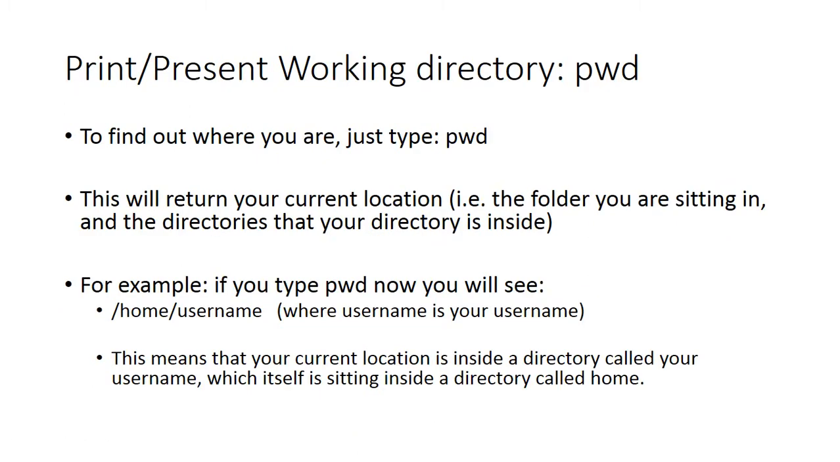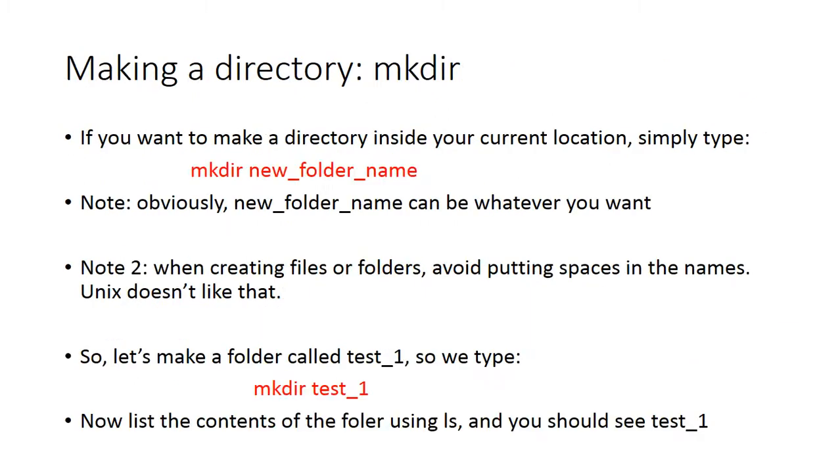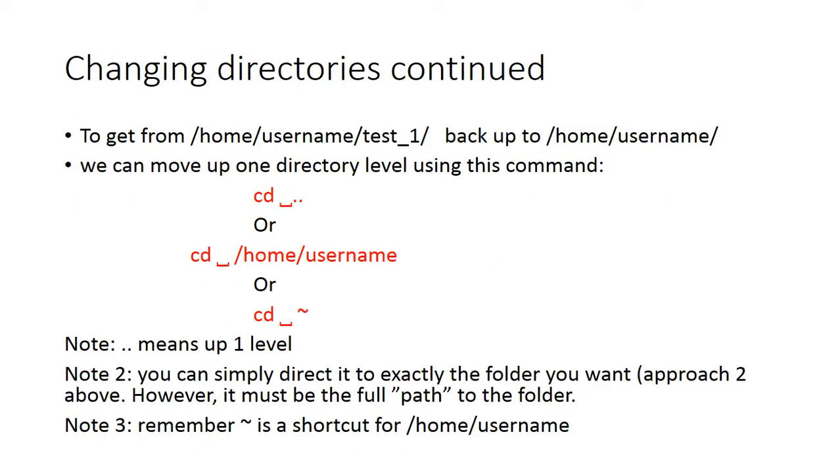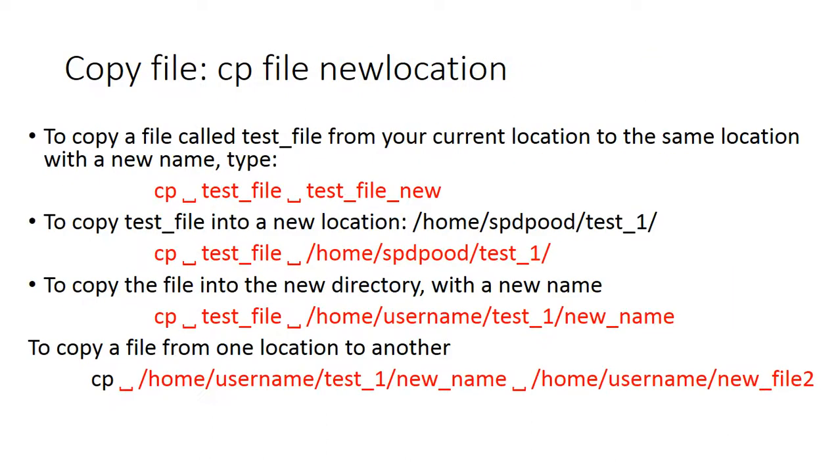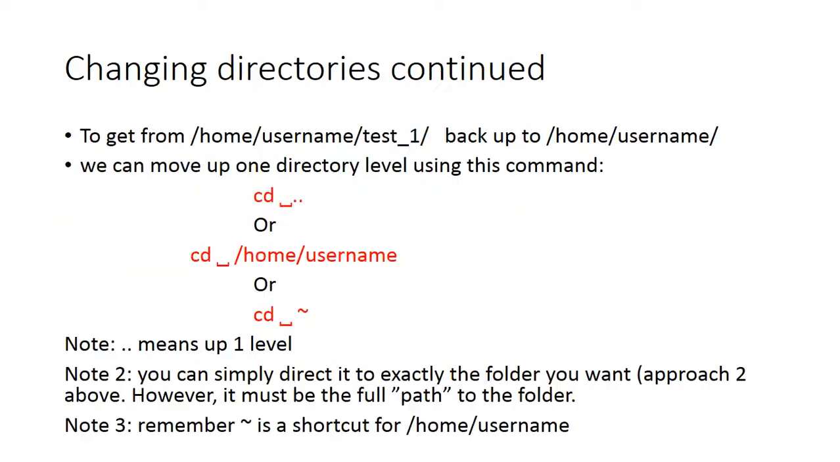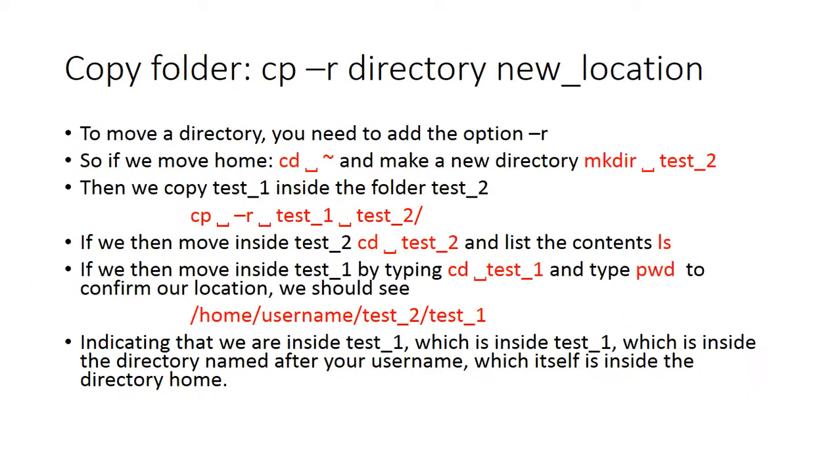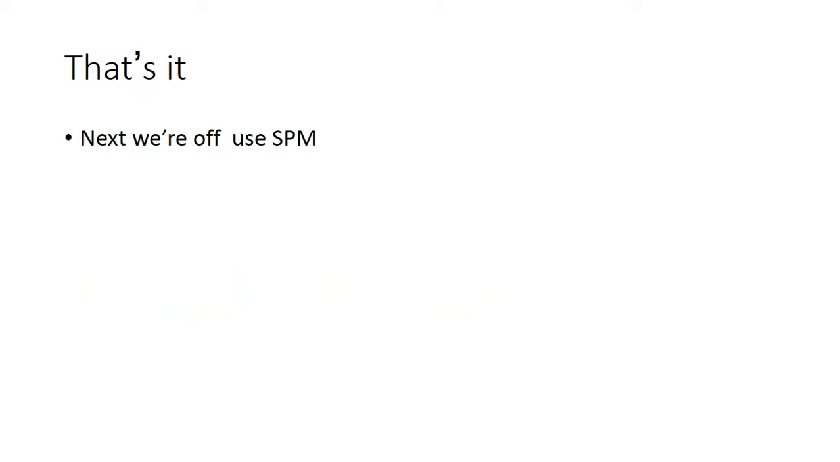Print working directory, ls for list, mkdir for make directory, cd for change directory. This is where we're moving in and out of things, we're moving to our home directory. cp for copy, so it's copying files. This is for copying directories, cp -r. And then rm for removing directories. Okay, and with that, we're done.